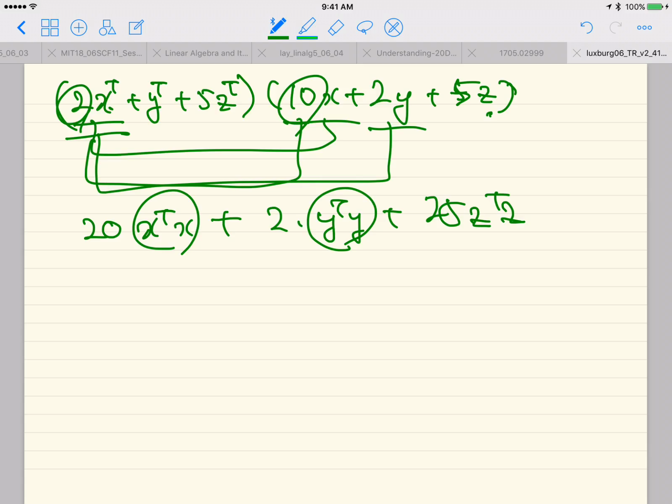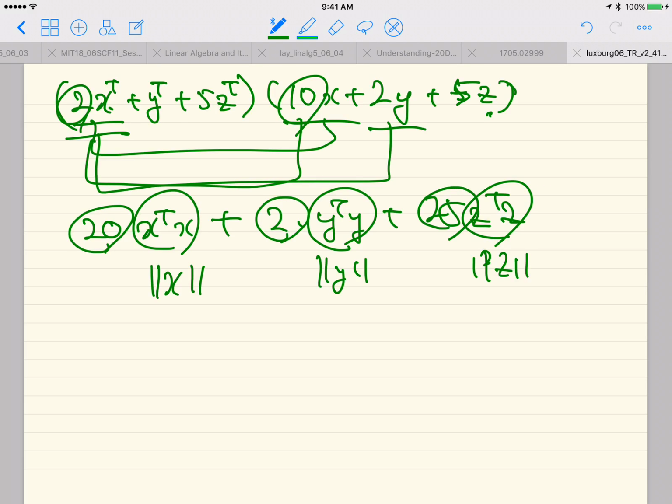Each of them will be 1 because they are just inner products with themselves, which is the same as the norm of x, norm of y, norm of z. The resulting value will then be 20 plus 2 plus 25, right? So far so good, right?